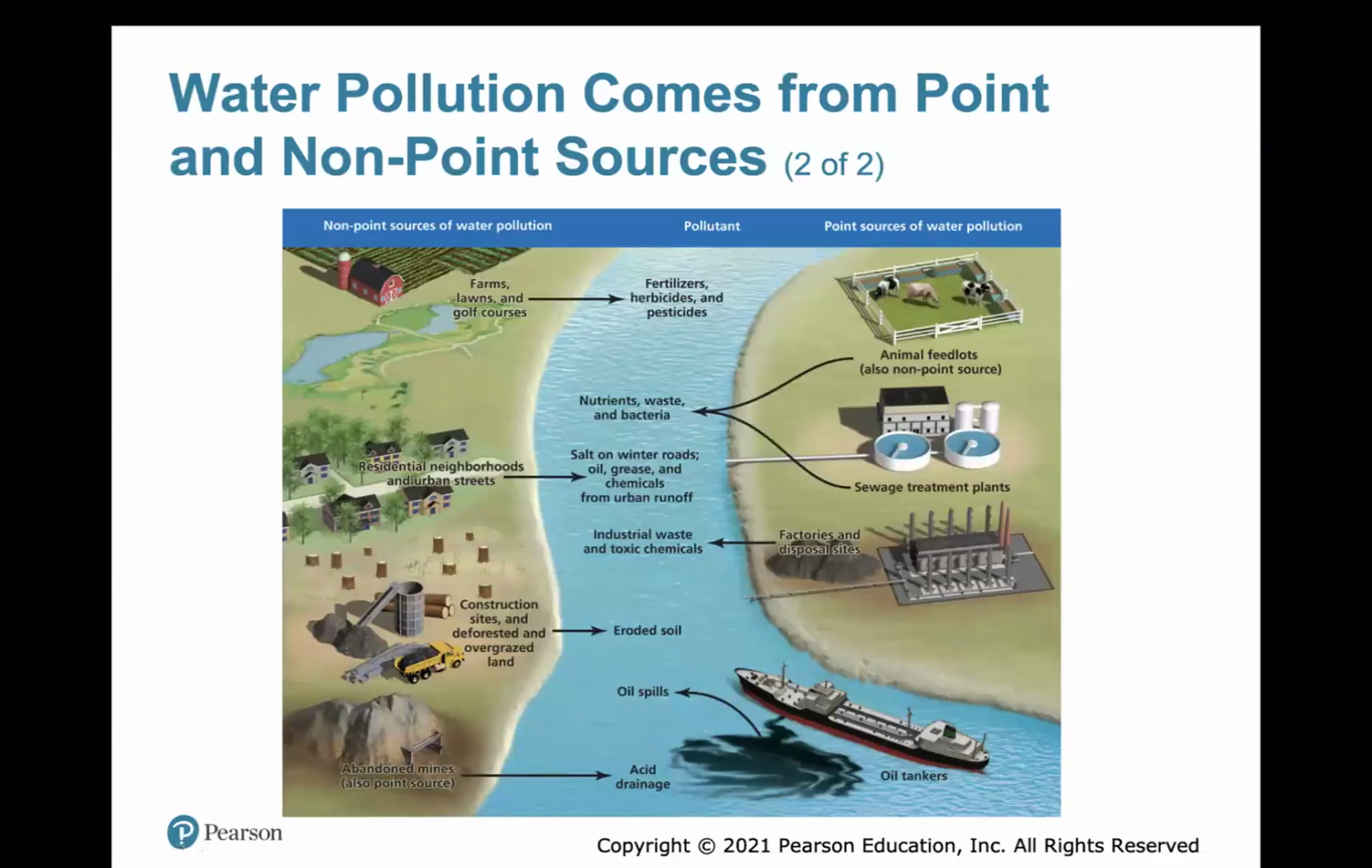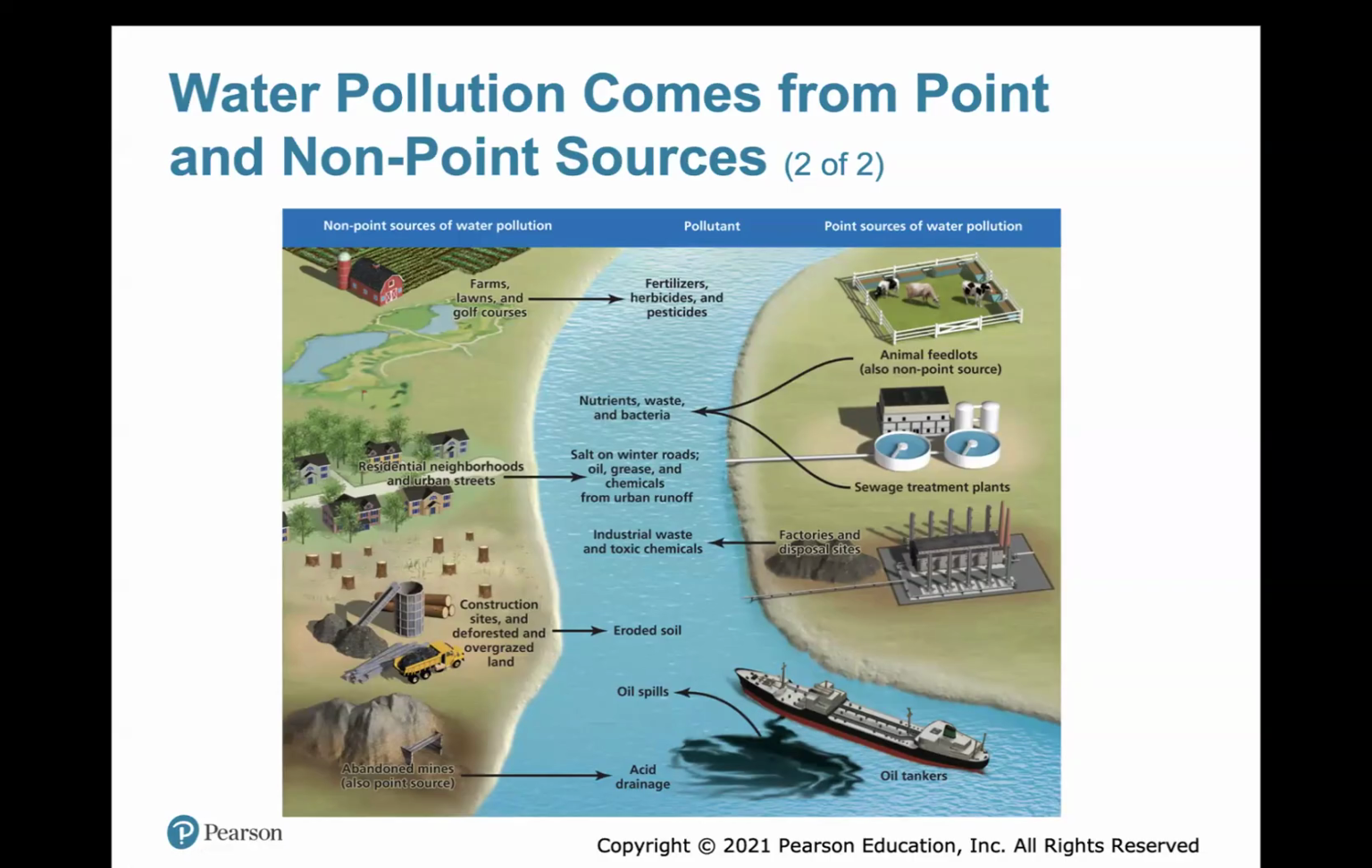Hello, everyone. So let's talk about water pollution. Water pollution can come from a point source or something called a non-point source. Here in this picture, you can see the point sources on this side and non-point sources on this side. Water pollution means any changes in the chemical, physical, or biological properties of water due to human activities.